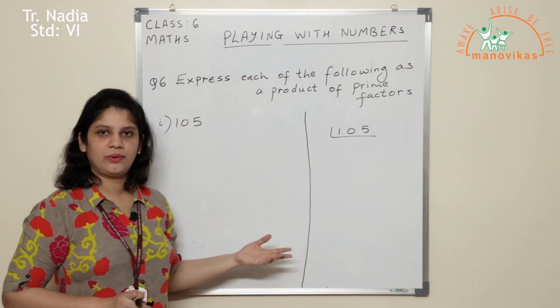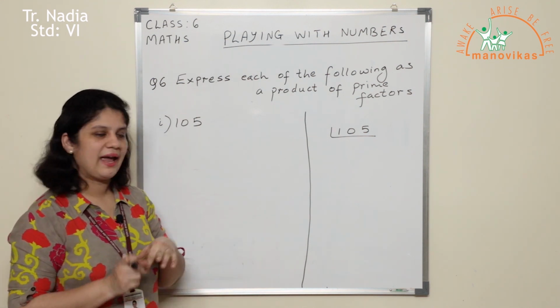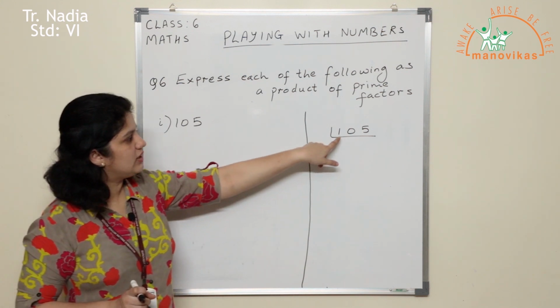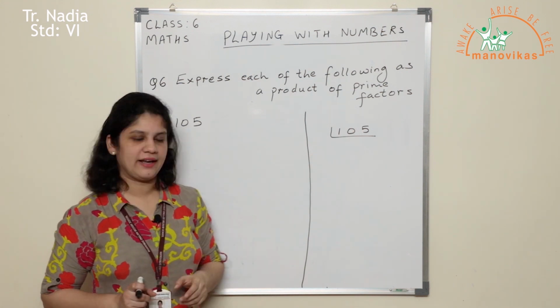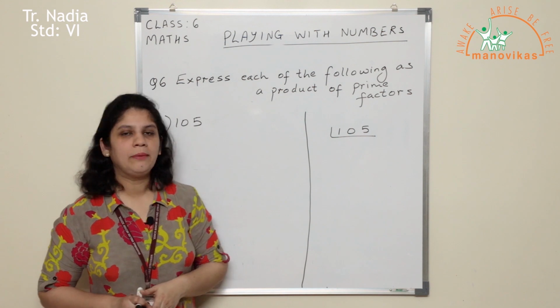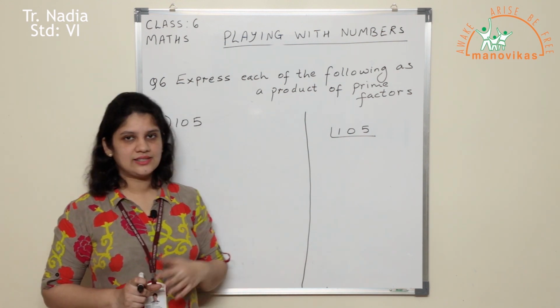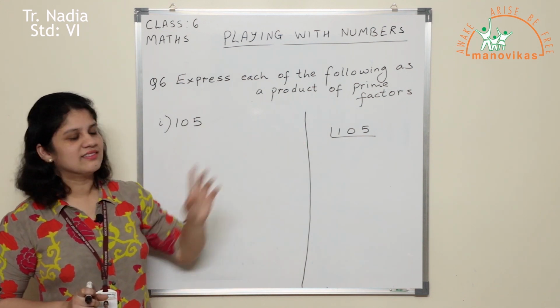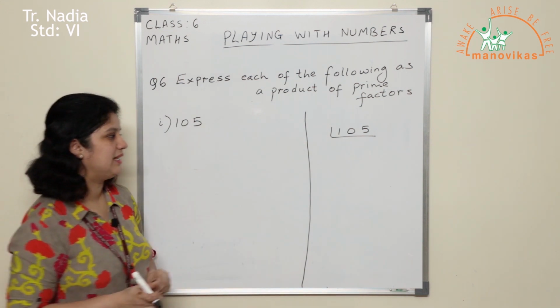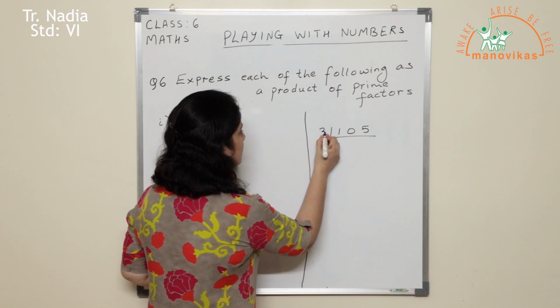So how do you check whether a number is divisible by 3? By adding all the digits. So here I have 1, 0 and 5. I'll add up the digits. 1 plus 0 is 1 plus 5 is 6. So 6 does come in the 3 table. That means this number can be divided by 3. So I'll make use of 3.